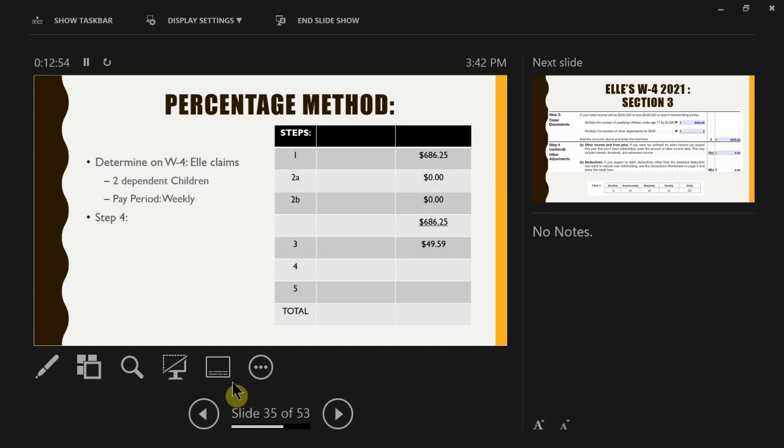So then, after we figured that number out, the next thing that we got to figure out is going to be on the W-4 form for Section 3, which is claiming any dependents. In this case, it's supposed to be one dependent, not two. So you claimed 2 dependents, supposed to be 1. So we're going to go ahead and click the pay period, and we're going to determine what week it is. And in this case, it's weekly.